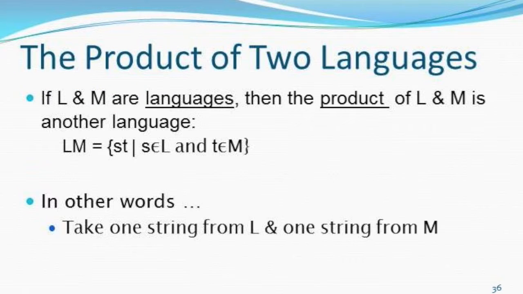We'll also talk about taking the product of two languages. So if L and M are both languages, then the product of L and M is another language. It's the language consisting of all the strings of the form ST, where S is a string in L and T is a string in M. The easy way to say this is it's all the strings where you take one string from L and one string from M and you concatenate them together, you squish them together.